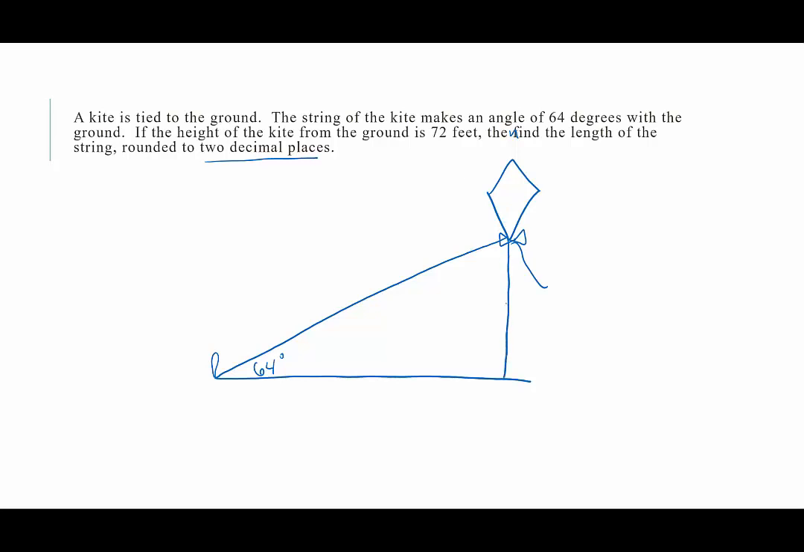We also know the height. If you're looking straight up and you're like an ant on the ground, so you're low to the ground, you're looking up 72 feet to see that kite. So that's going to be 72 feet. We want to find the length of the string, so our unknown is right here.